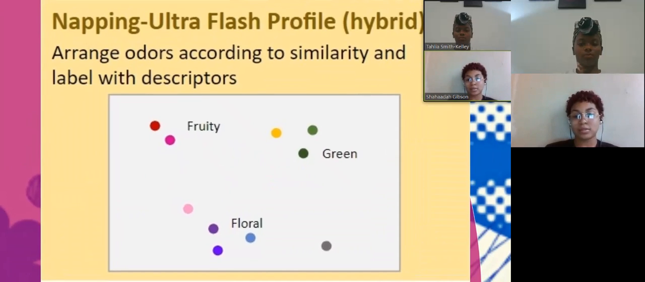And napping is a different kind of method than RATA and CATA. It's an arrangement of odors. We give you 15 odors to smell, and then you would place the odors that smell similar close together and odors that smell dissimilar further apart.